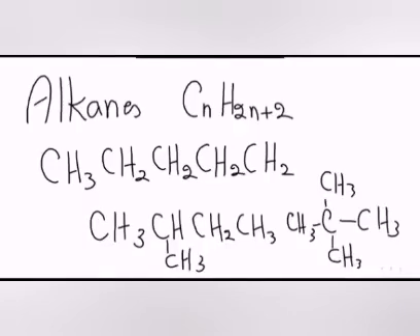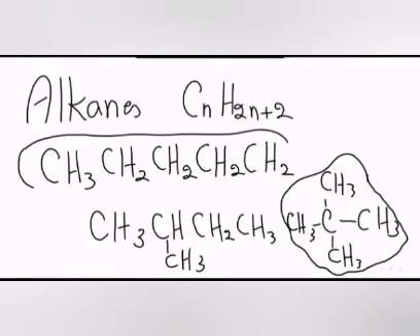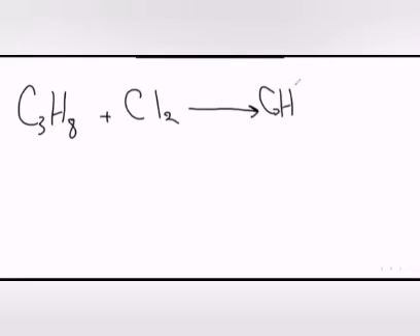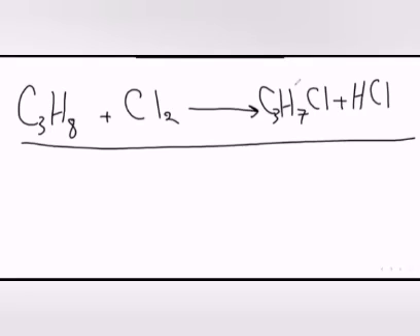Of course the least boiling point one is the most branched one. This one has the least boiling point. The highest boiling point is the straight chain isomer, which is normal pentane. As I said, all of them are C5H12. Alkanes react by substitution reaction with halogens. So for example, if I have propane reacting with chlorine, I will obtain chloropropane and HCl.